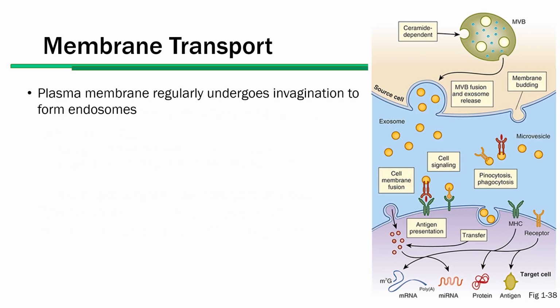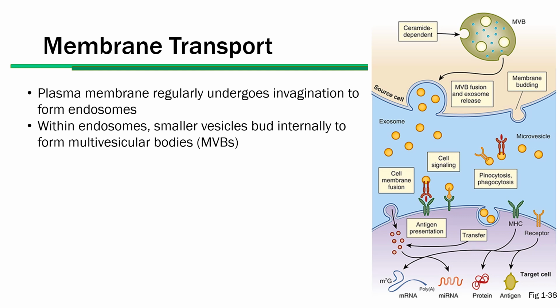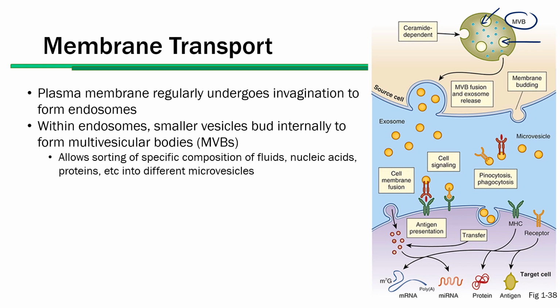The plasma membrane regularly undergoes invagination to form endosomes. Within endosomes, smaller vesicles bud internally to form these multivesicular bodies. So here we have a multivesicular body with all these vesicles inside of it that have been formed by endocytosis. It allows the cell to sort components and compartmentalize them so it can keep fluids and nucleic acids and proteins in different microvesicles so that it can be organized.